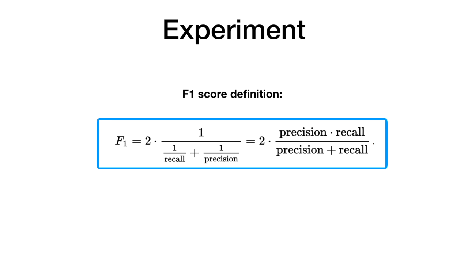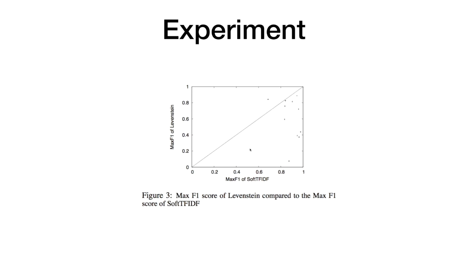Besides the two types of curves introduced above, max F1 is also used for demonstration in this experiment. The F1 score is defined by this formula here. You can pause and check it. And here is the max F1 score of Levenstein compared to that of soft TF-IDF. Each dot here is the max F1 score of a certain dataset. For most of the datasets, soft TF-IDF performs better than Levenstein, as you can see here, except for the one here.